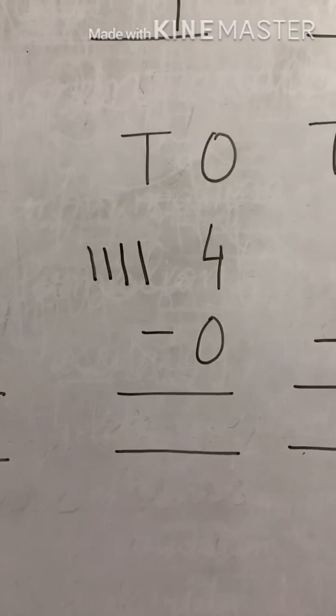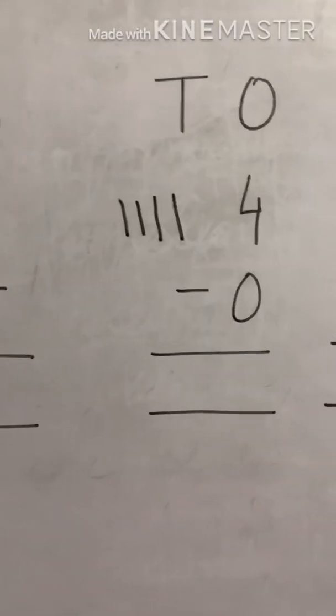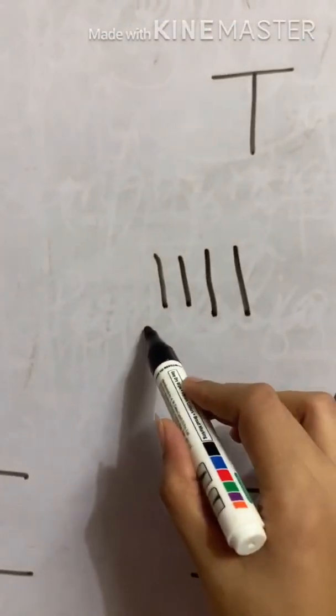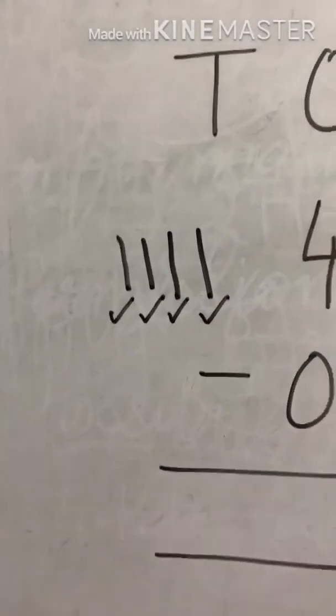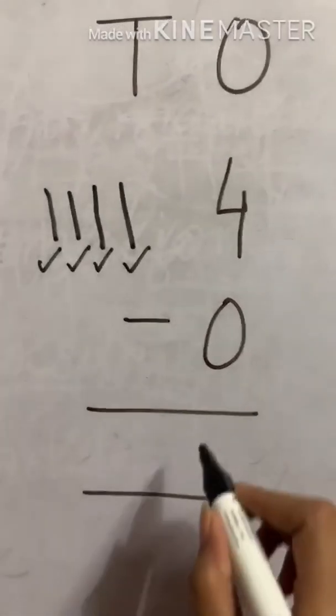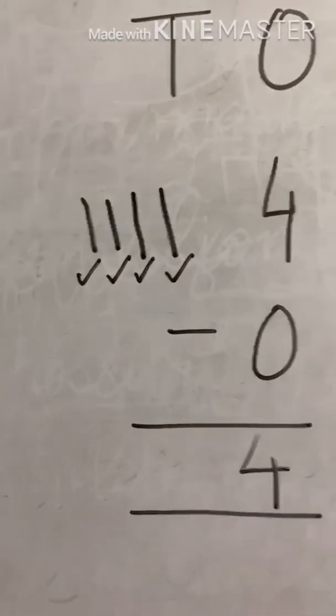No. We will not put any cross. So what are we going to do? We will just count all the lines which are left. So how many lines do we have? They are the same because we have not crossed any line. So it will be 4 only.